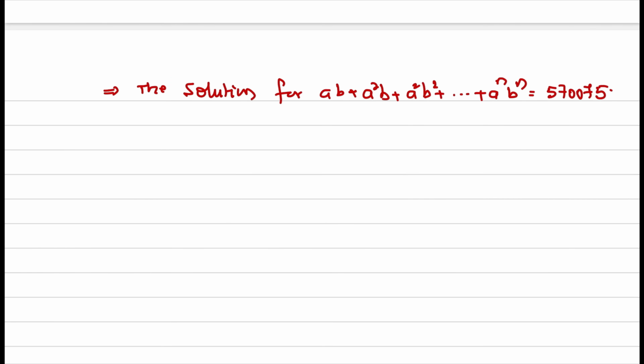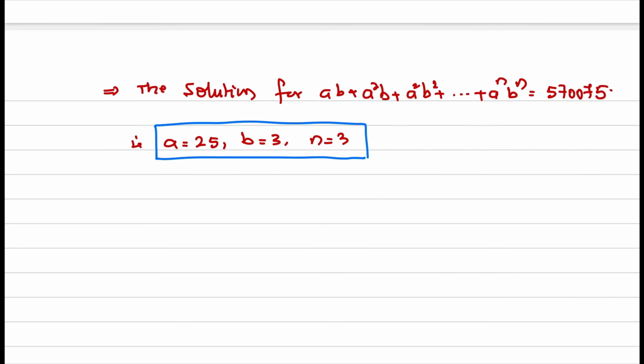That implies the solution for AB plus A square B plus A square B square up to A to the power of n into B to the power of n is equal to 570075 is A is equal to 25, B is equal to 3, n is equal to 3. This is the possible solution.